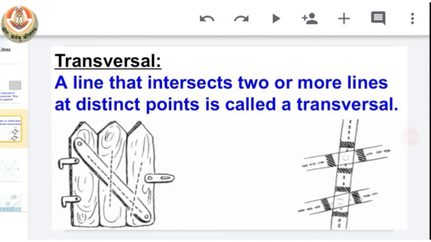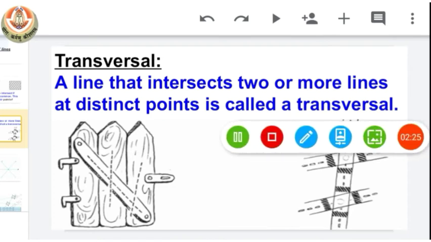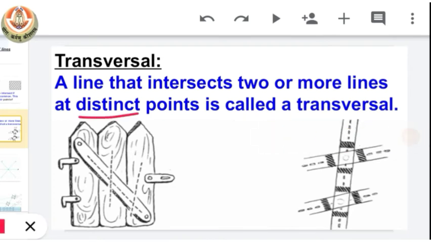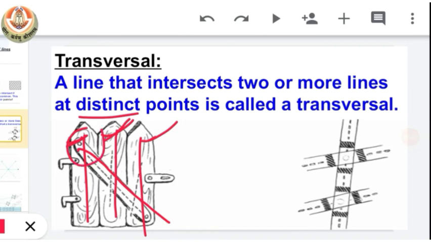Transversal is a line that intersects two or more lines at distinct points. Distinct means different points. Now you can see here we have three lines, and this line intersects all three lines, all three prior lines, at various points. It intersects here, here, and here. So we can say that this diagonal line is the transversal line for all three lines.